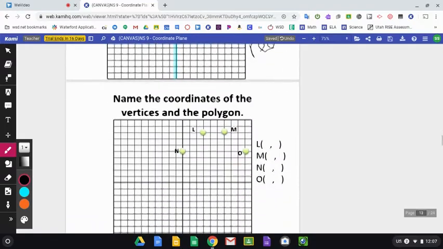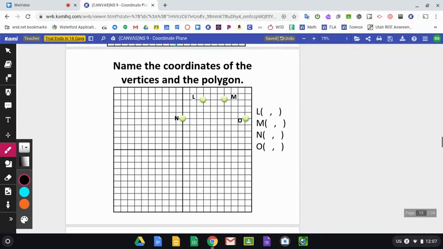Okay, I want you to try to name the coordinates on this one. Don't worry about naming the polygon yet. You could try, but don't worry about it. Name the coordinates. Go ahead and pause. Name those coordinates. All right, welcome back.